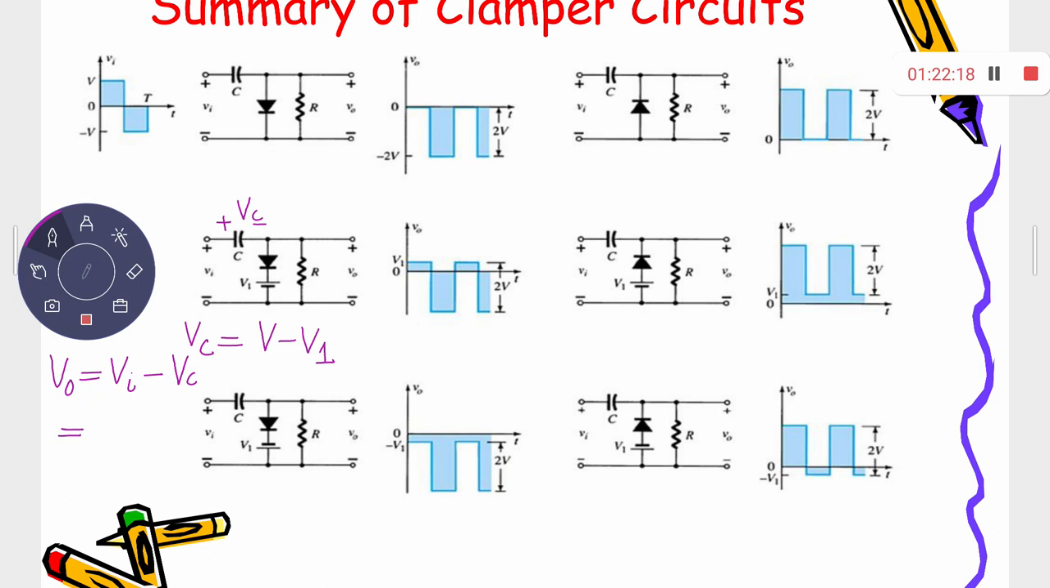And accordingly, if you just plug in the values, when the input is at V, the output will be at V1. When the input is at 0, then the output will be at V minus V1. Yeah. Negative sense. And similarly here, the corresponding VC prime, if I call, that VC prime is how much? V plus V1. Okay?